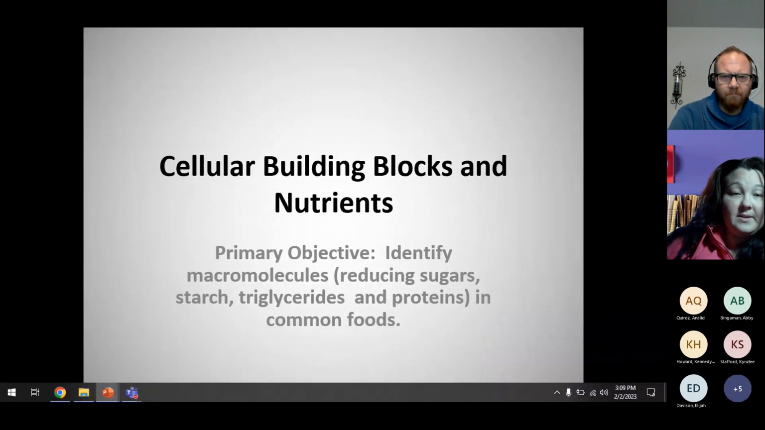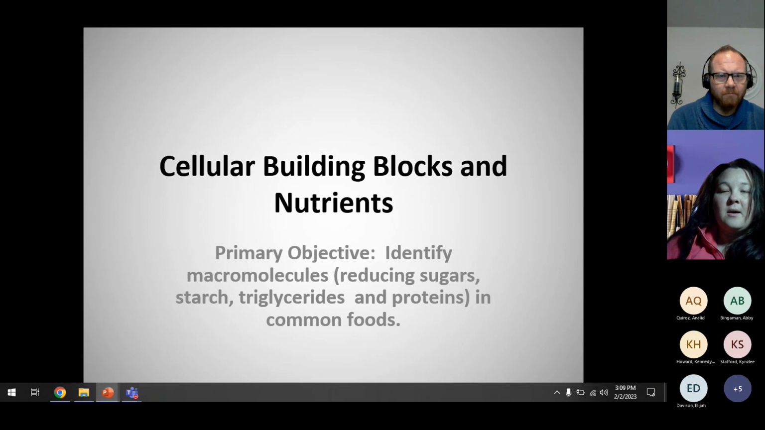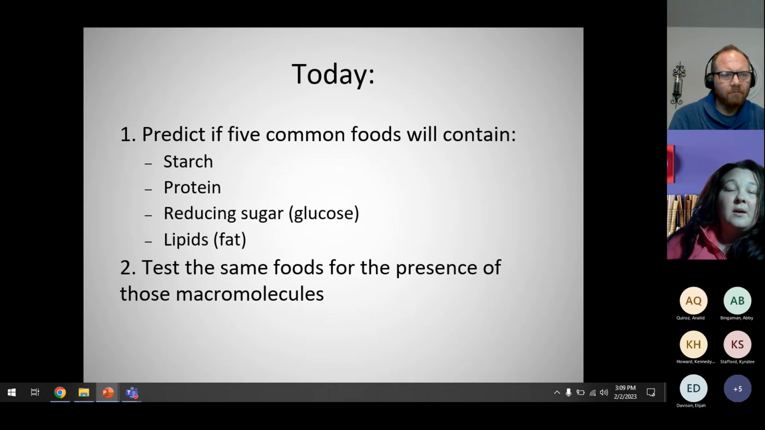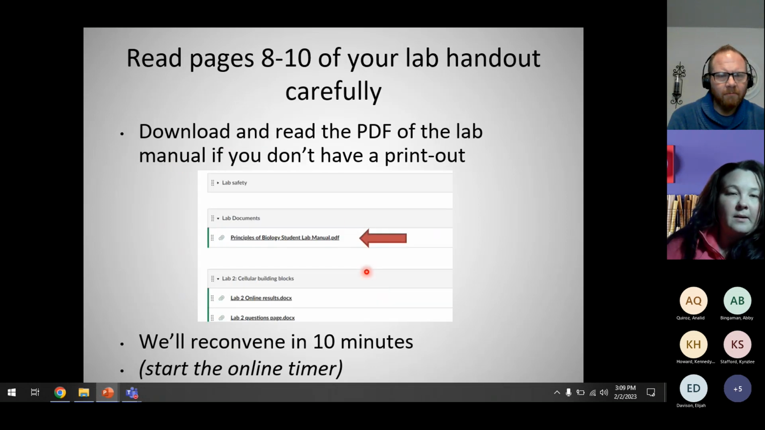I'm assuming you've downloaded these things. I'm going to give you the pre-lab lecture, and then you're going to go ahead and analyze the results as if you had done them in lab. Our primary objective today is to identify the macromolecules, the reducing sugars, starch, triglycerides, and proteins. Those are the ones that we talked about in chapter 3, and we're going to identify those in common foods. Predict if the 5 common foods will contain starch, protein, reducing sugar, and lipids. And then you're going to test, well, you would have tested, but you're not going to test. So today's foods we're going to use are dog food, protein shake, Jell-O, potato chips, and Splenda.